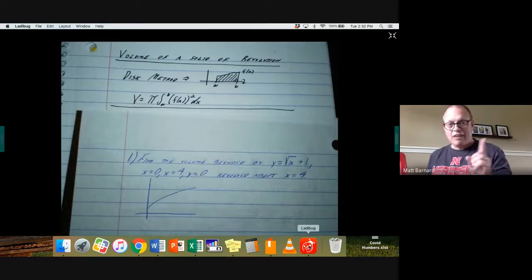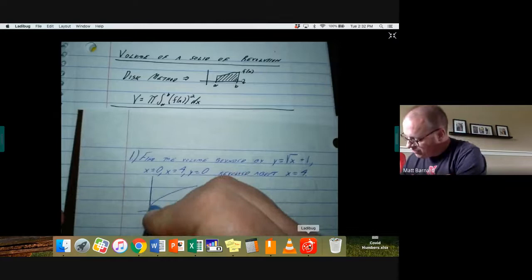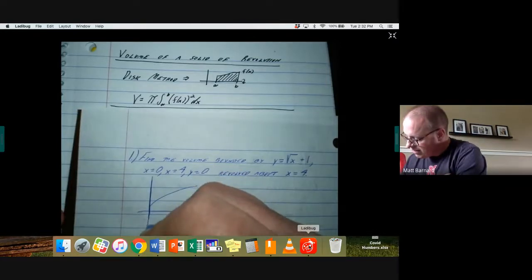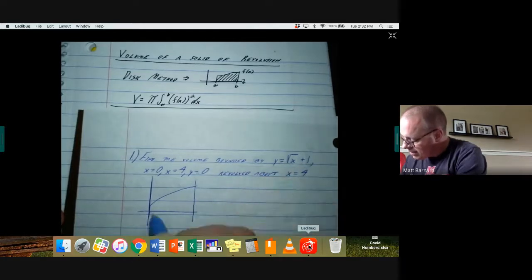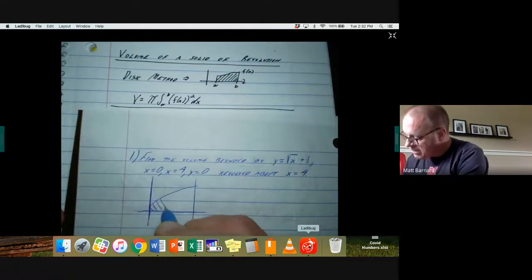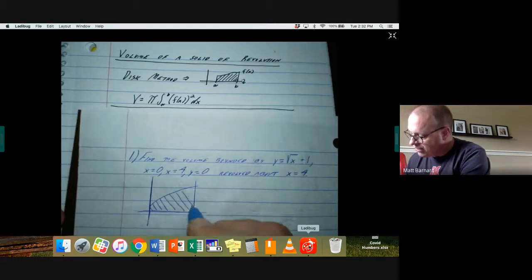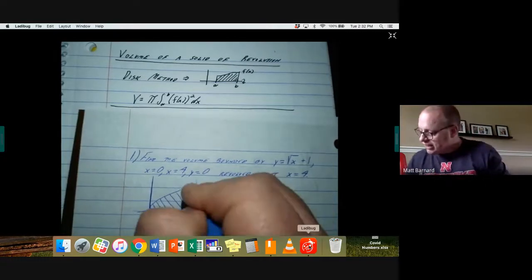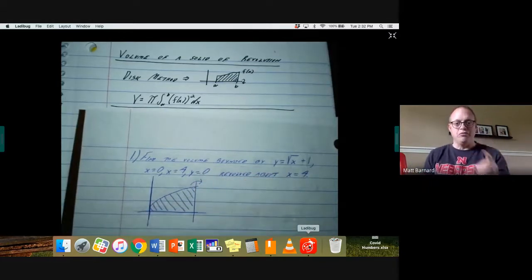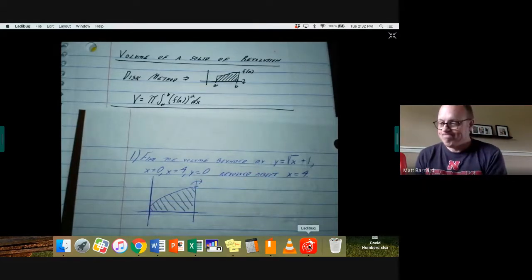Now we also have x is equal to 0. So that is the y-axis. x equals 4 and y equals 0. So I have 4 intersection points, and what that does is it makes that region right there, and I want to rotate that region around x is equal to 4. Something very interesting happens on this one.